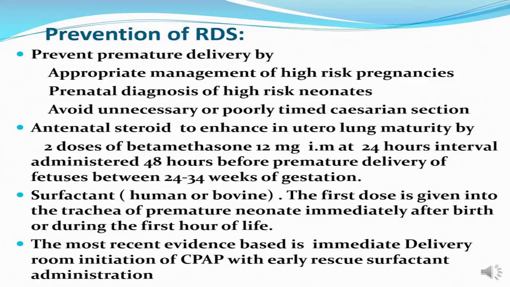Also, the obstetrician can prevent RDS by giving antenatal steroid to the mother, as 2 doses of betamethasone, 12 milligrams intramuscularly at 24 hours interval, administered 48 hours before premature delivery of fetuses between 24 and 34 weeks of gestation. And then the pediatrician or neonatologist can prevent RDS or decrease its severity by giving prophylactic surfactant immediately after delivery, within 15 minutes up to 1 hour.